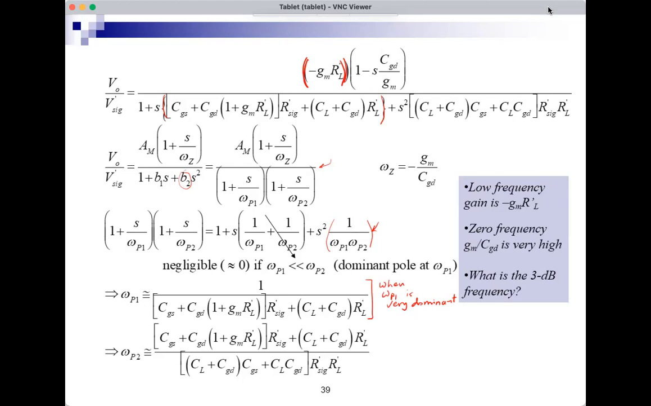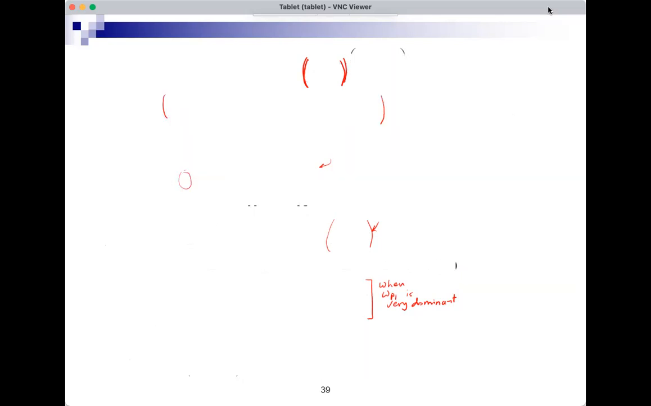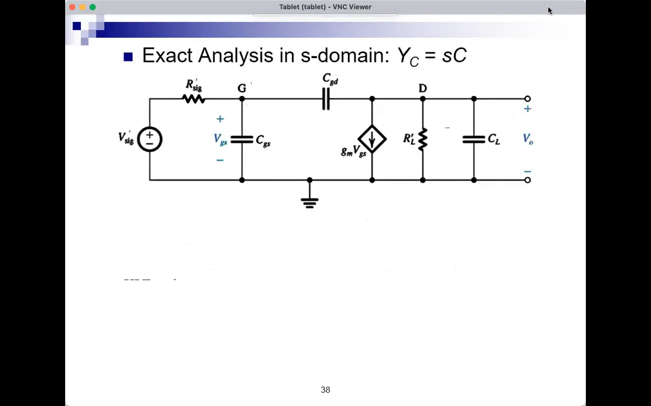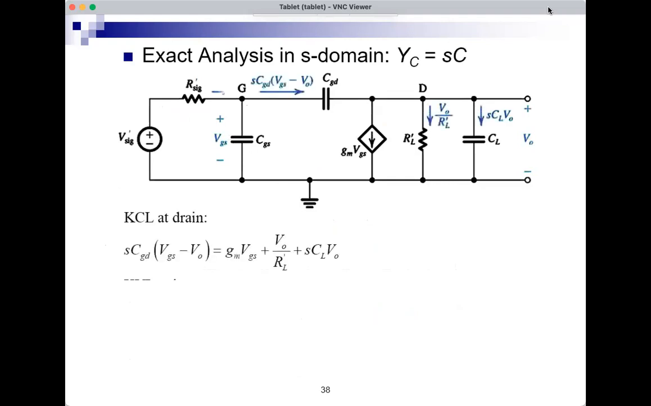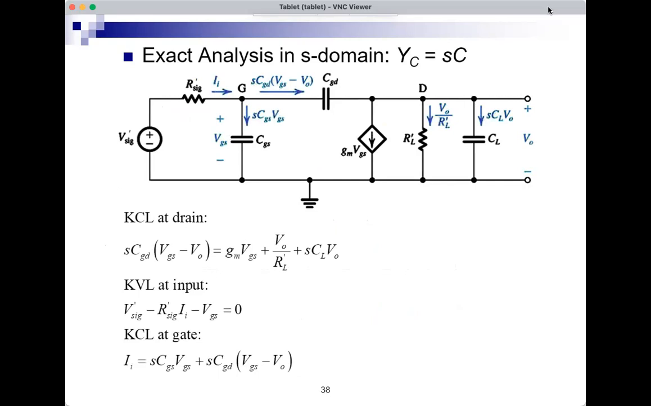Now, let's go back and evaluate. I mean, this is not as simple as a low pass STC with an RC, one resistor, one capacitor. This is more complicated. So let's investigate the source of the complexity. Why is this harder than just a low pass STC? Let's look at the equations that we solved and see where this complexity comes from. These are the equations, and this is the circuit.